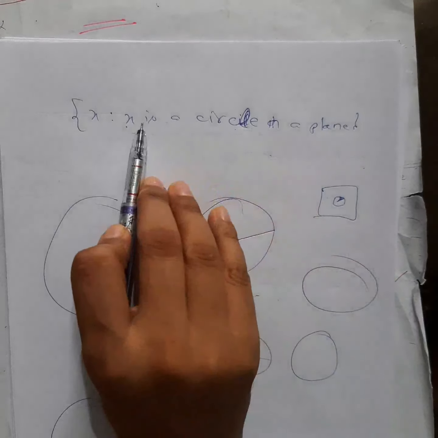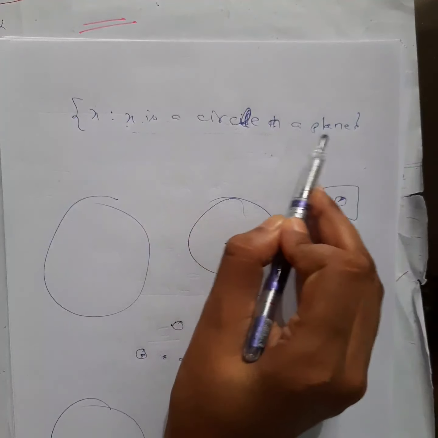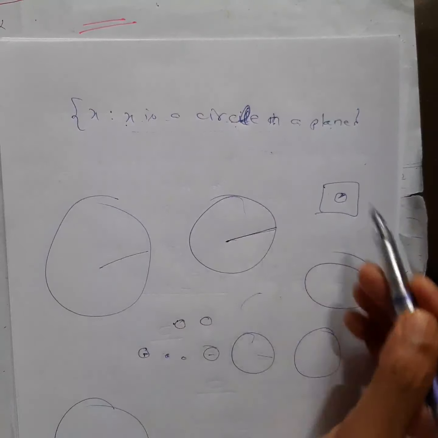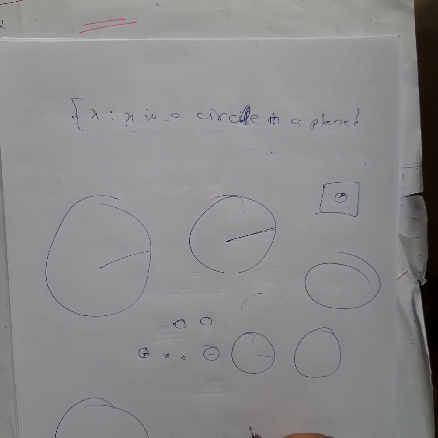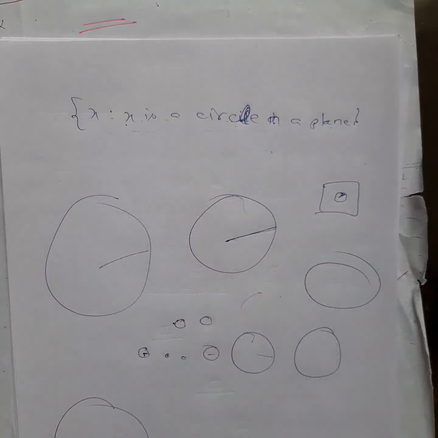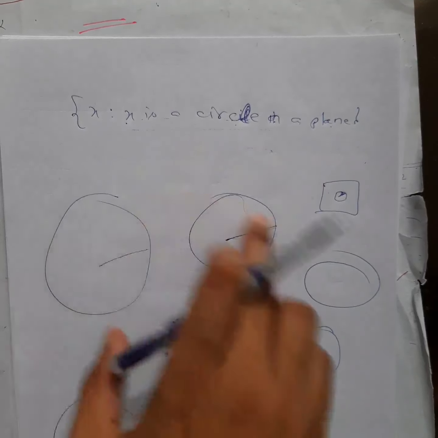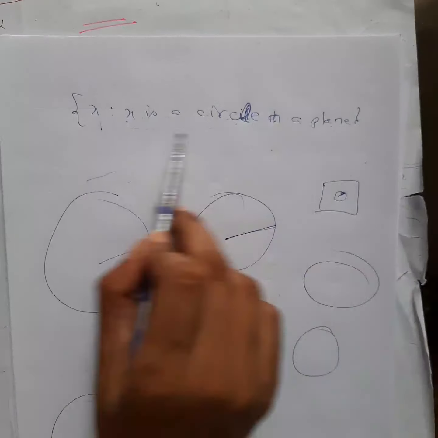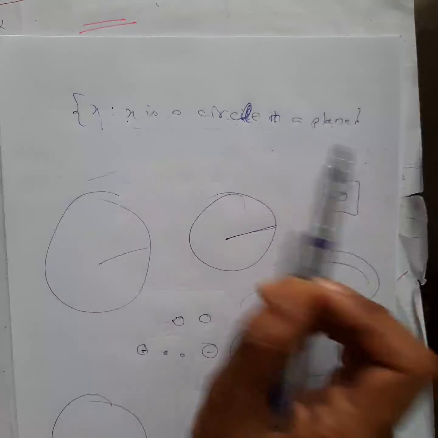But since they have said X is a circle in a plane, in a plane any radius circle can be drawn, right? And the plane size is not mentioned here, so you have to consider an infinitely big one. So in that plane, whatever radius circle you can make, if you take that whole collection, that collection will be this set. I hope you have understood.